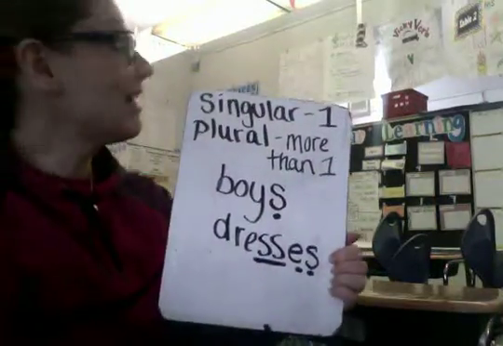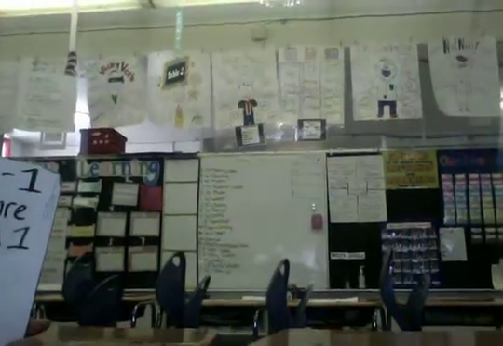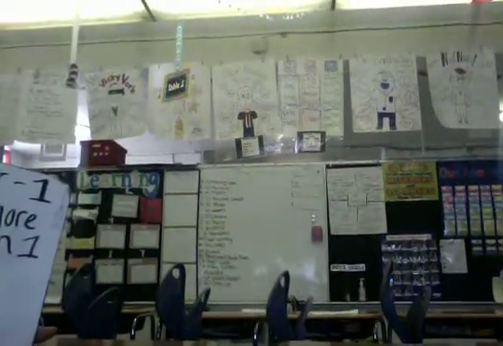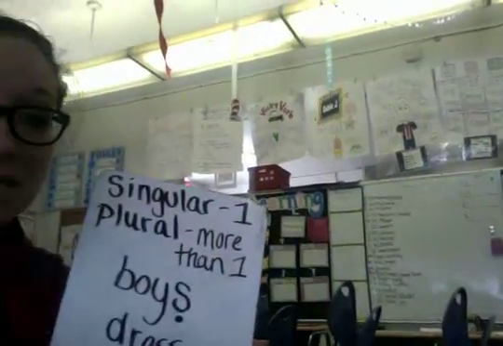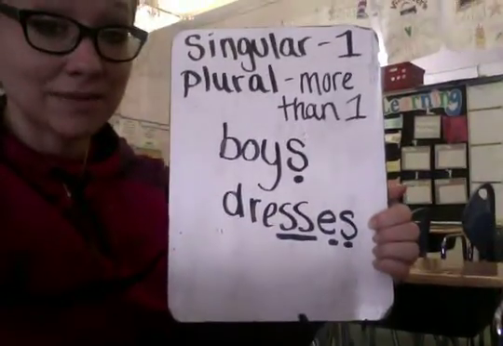And if you ever need help, remember there is a poster hanging in our room. So take a look. I know you can't see it, but if the word ends in S, SH, CH, X, Z, or that double S, then you have to add ES.